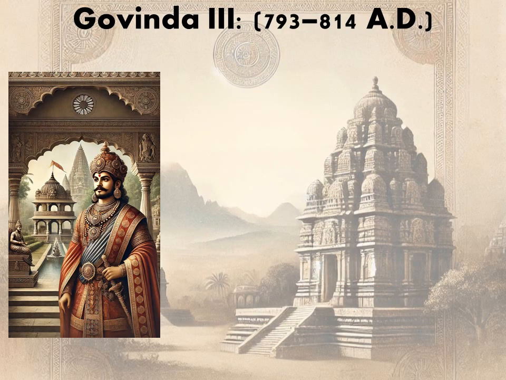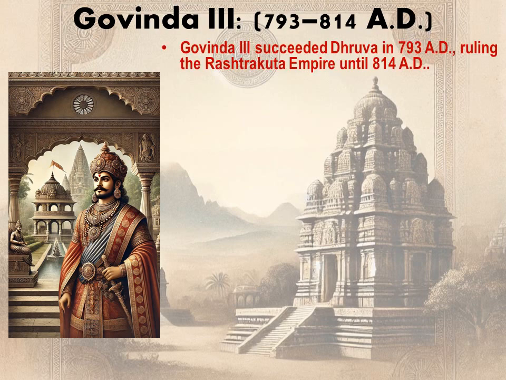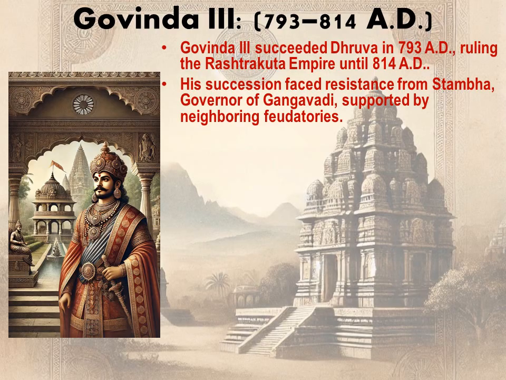Govinda III, 793 to 814 AD. Govinda III succeeded Dhruva in 793 AD, ruling the Rashtrakuta Empire until 814 AD.